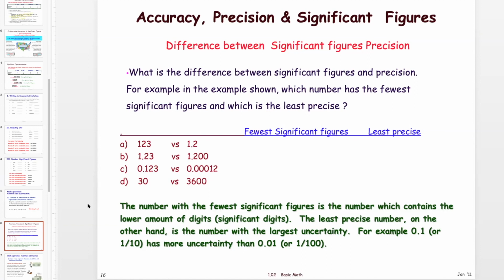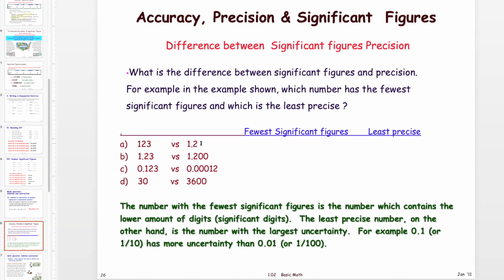So I'm going to go through an exercise, and you guys can do this in your mind. I have 123 and 1.2. Which number here has the fewest significant figures? Okay, and if you say 1.2 because it has 2, then you would be right. 123 has 3 significant figures, 1.2 only has 2. But now the next question is, which one is the least precise?